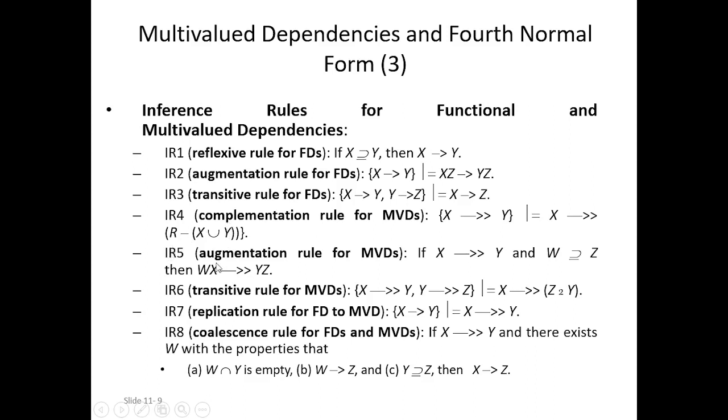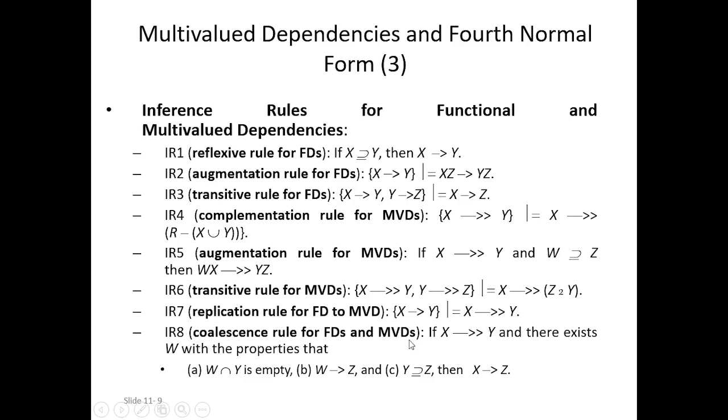The fifth one is the augmentation rule for MVDs: if X multi-determines Y and W is a subset of Z, then WX multi-determines YZ, just like IR2. IR6 is again the transitive rule: X multi-determines Y and Y multi-determines Z, which means X multi-determines Z minus Y. And IR7 is the replication rule for FDs to MVD: if X determines Y, then X multi-determines Y.